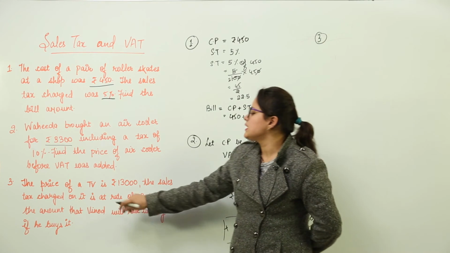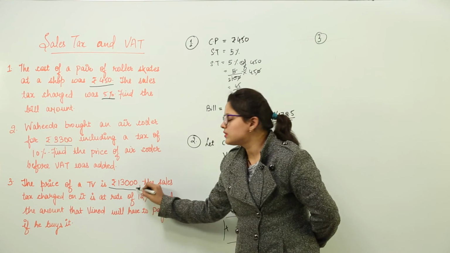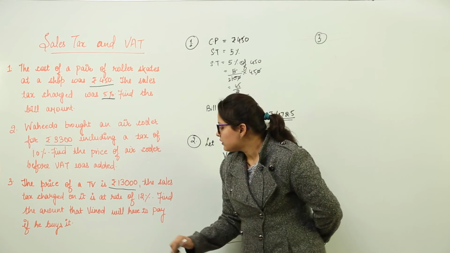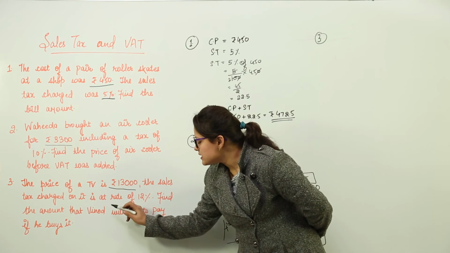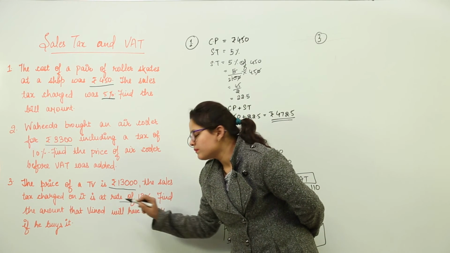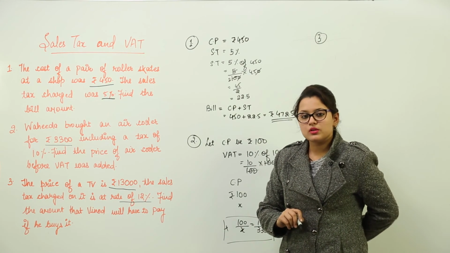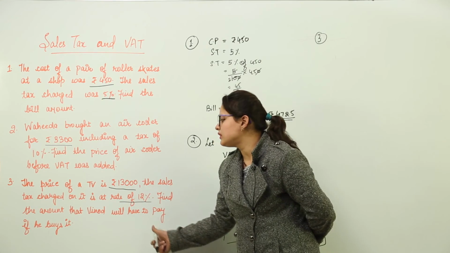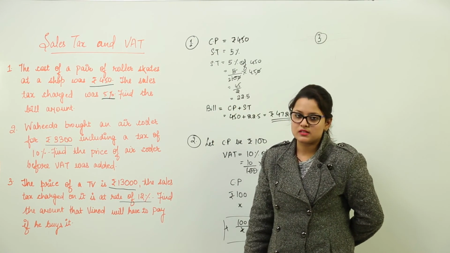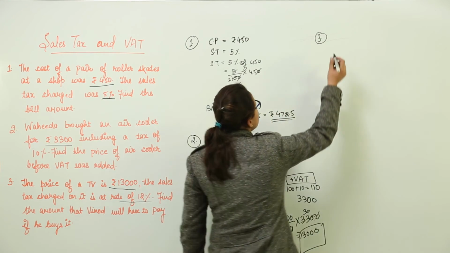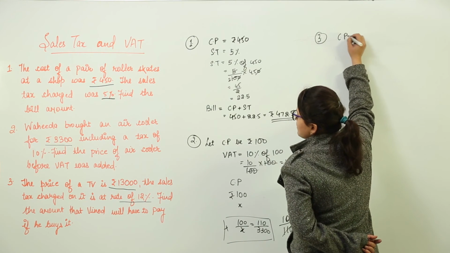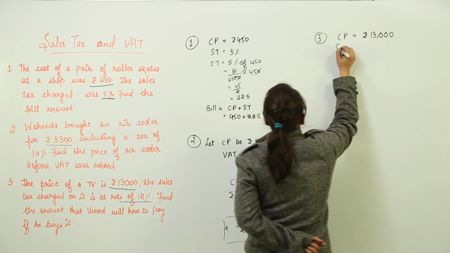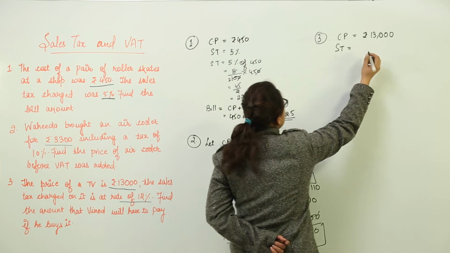The third question says that the price of a TV is rupees 13,000. Now 13,000 is the cost price of the TV, right? The sales tax charged is at the rate of 12%. Now the sales tax rate is also given to us, that is 12%. We have to find the amount that Vinod will have to pay if he buys it, right? That's simple enough. We will write the cost price of the TV, that is equal to rupees 13,000. We have the sales tax percentage also, which is 12%.